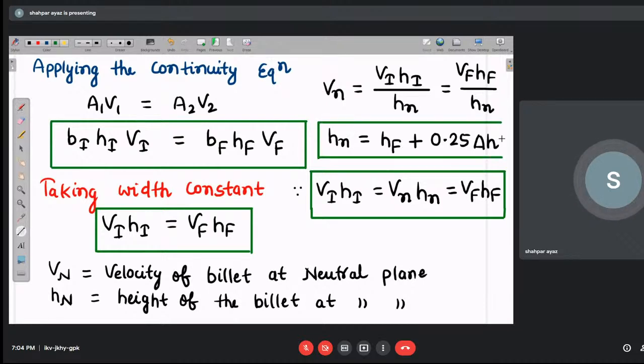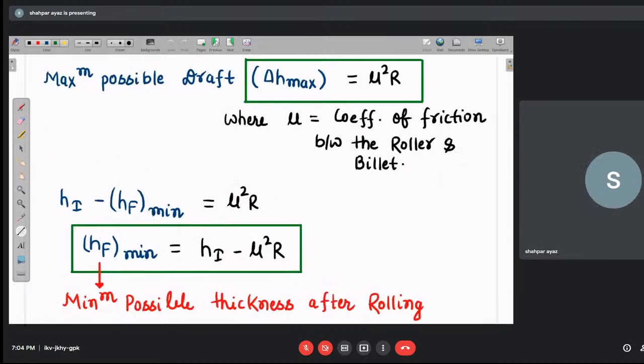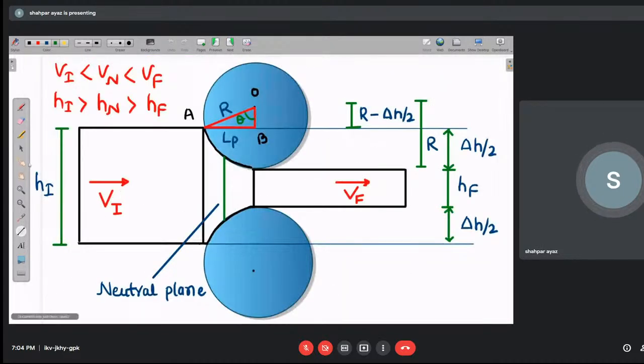If you get Hn from here, you can find Vn, the velocity of the plate at the neutral plane, which is equal to the roller velocity. Always remember, Vn is equal to your roller velocity. So at the neutral plane, the velocity of the roller is equal to the velocity of the billet, meaning omega r is equal to Vn.